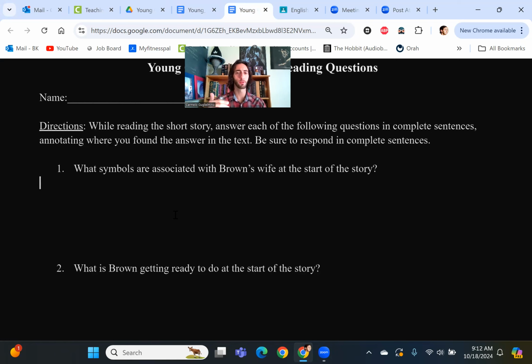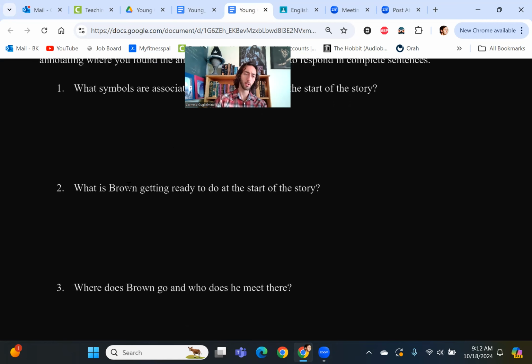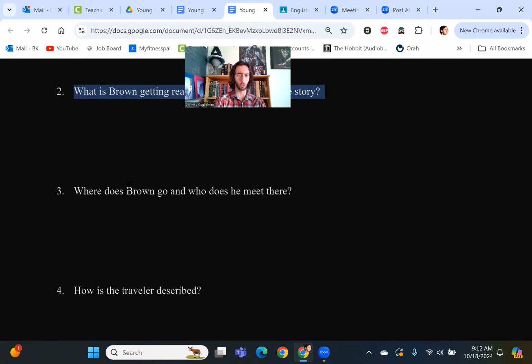Human nature, the nature of humanity. Yes, we are sinners. Yes, we are imperfect and stained, but we are also made in the image of God and have the ability to at least do some good and try to strive towards goodness. So what is Brown getting ready to do at the start of the story? He's going into the forest to do some evil errand with the devil, apparently, or with witchcraft.